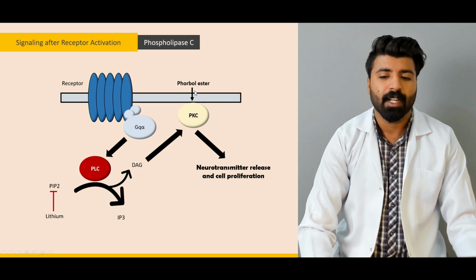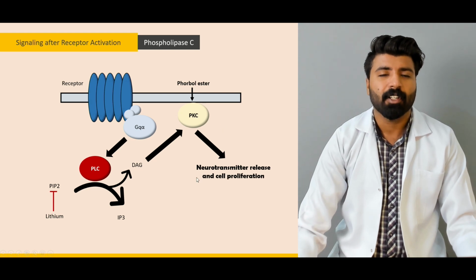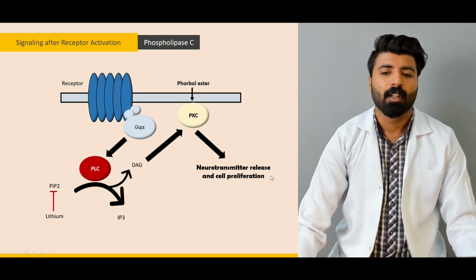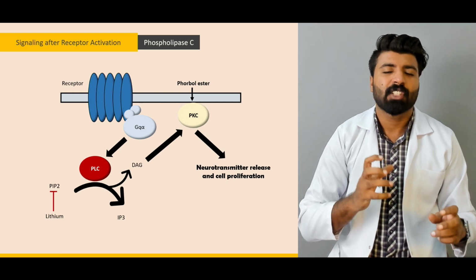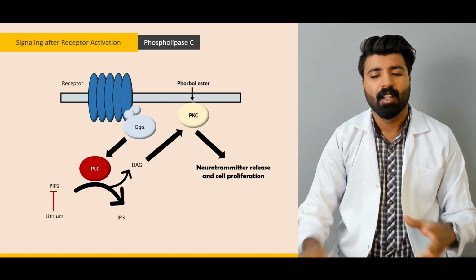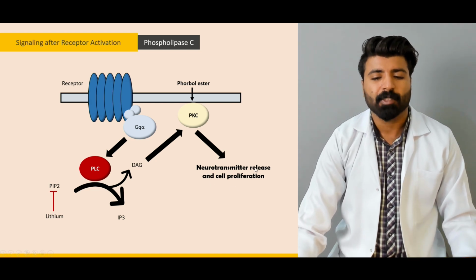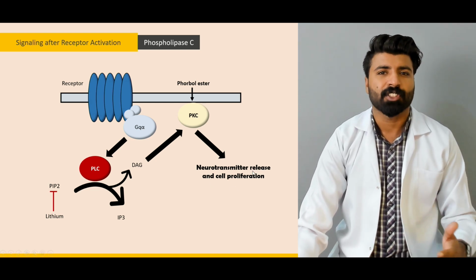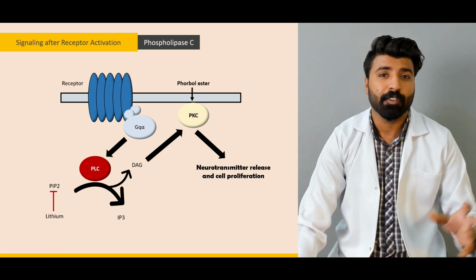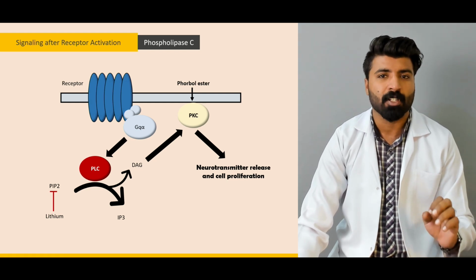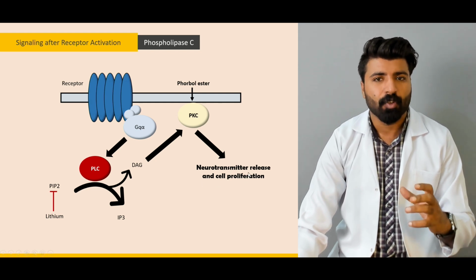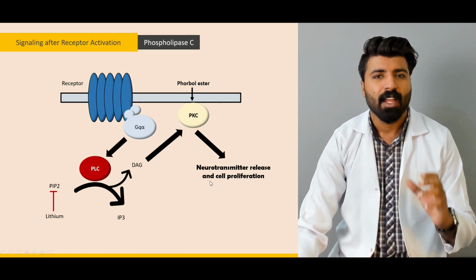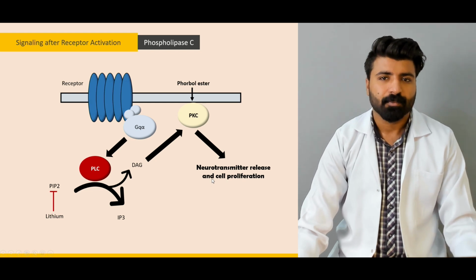For ester will recognize it, and neurotransmitter release and cell proliferation will happen. Now this PKC is not only affecting the regional level, it's also affecting the neurotransmitter level, and it's going to cause neurotransmitter release and cell proliferation. Cell proliferation was already happening, but there was no involvement of neurotransmitter up till now. So PKC took care of neurotransmitters and their release and their proliferation.